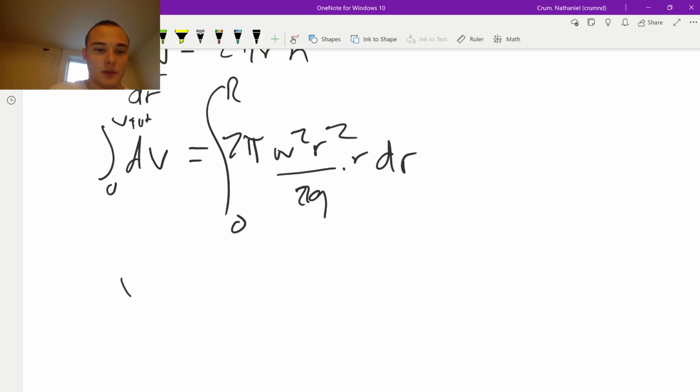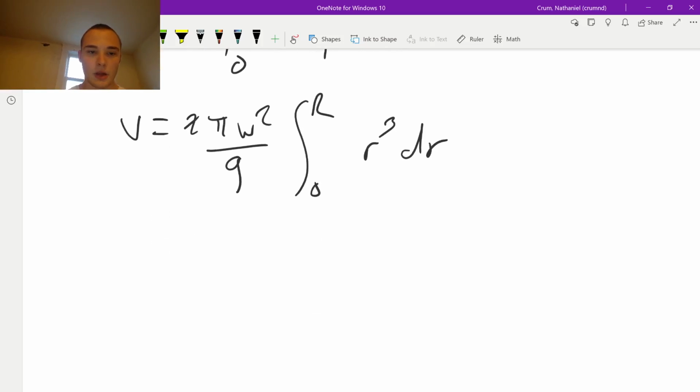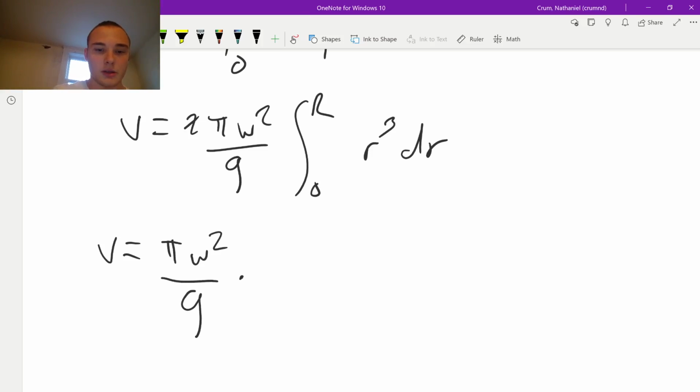So this would be V, and then we can take the 2 pi out. The 2's actually cancel. We can just take the pi out, take the omega squared out, and take the g out. And then that will leave us with the integration from 0 to R of r cubed dr. And solving this, we have our volume is equal to pi omega squared over g times R to the 4th over 4.